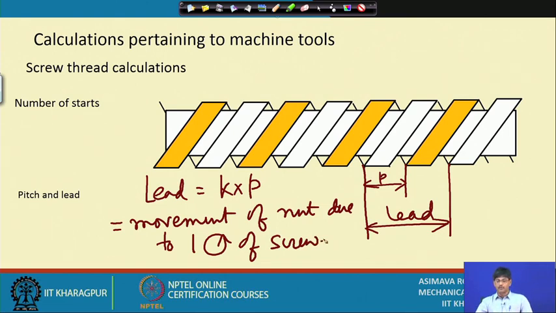So, ultimately it boils down to the fact that if the nut and screw are of multi starts, say they are of double starts, in that case if you rotate the screw once, the nut does not move by the pitch, but it moves by the lead, where lead is equal to number of starts into the pitch. Okay. Having established that, we understand that this is the way in which the nut and screw work.